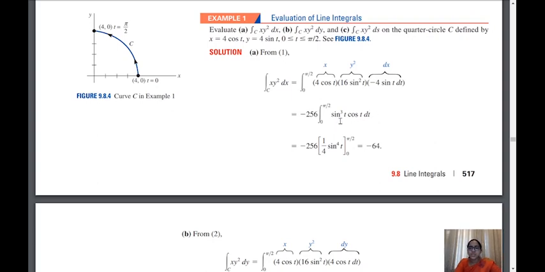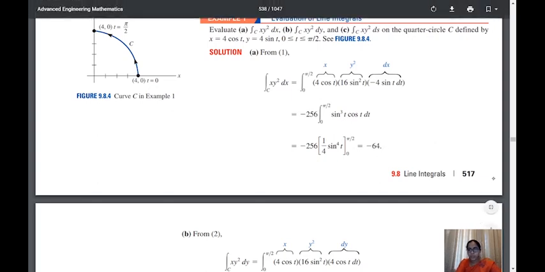So by substitution we will get this integral value is nothing but sine raised to 4 t by 4. So what will be the value from 0 to pi by 2? Sine 0 is always 0, and what will be sine pi by 2? That is 1. So we get minus 256 by 4, and that will be equal to minus 64.